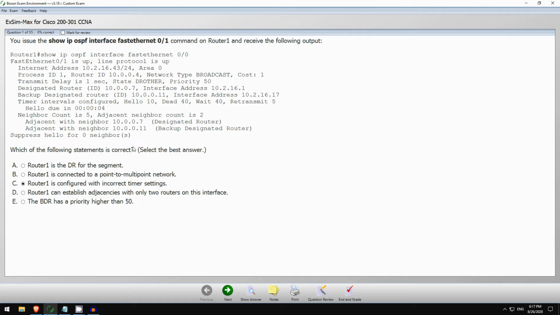C, Router 1 is configured with incorrect timer settings. You can see the timers here, they are the defaults. Also, Router 1 has 5 OSPF neighbors, so I don't think there is any problem with Router 1's timer settings. E, the BDR has a priority higher than 50. You can see here that Router 1's priority is 50, and it's a DR other. But the BDR doesn't necessarily have a priority higher than 50. It might have the same priority as Router 1, 50, but a higher router ID. So E is incorrect.